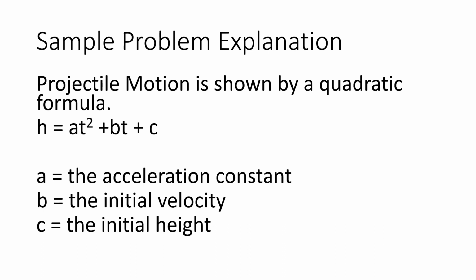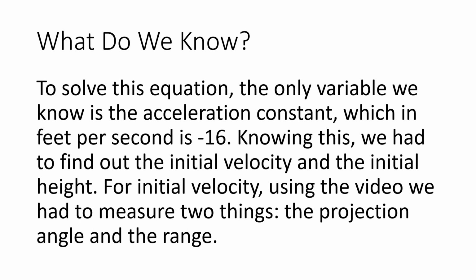Projectile motion is shown by a quadratic formula, h equals at squared plus bt plus c. To solve this equation, the only variable we know is the acceleration constant, which in feet per second is negative 16. Knowing this, we had to find out the initial velocity and the initial height.